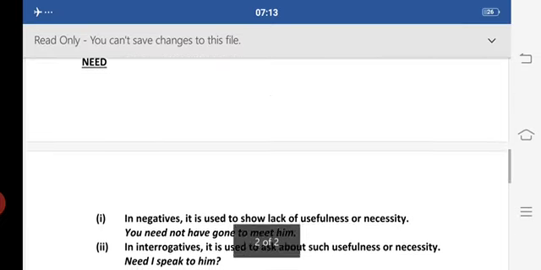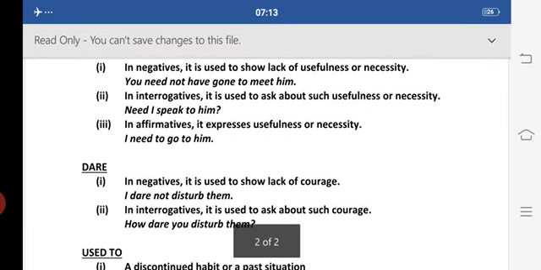Now let's move to the next modal, that is need. Now the first use of need. In negatives, it is used to show lack of usefulness or necessity. You need not have gone to meet him. It means you did something which is not required. In interrogative, it is used to ask about such usefulness or necessity. Need I speak to him? Here I am asking myself, need I speak to him? In affirmative, it expresses usefulness or necessity. I need to go to him. Now it is showing necessity to do something.